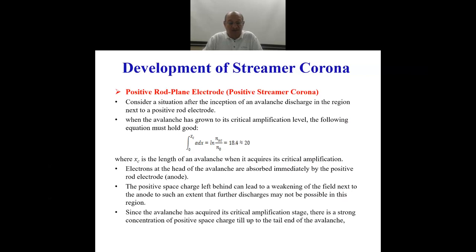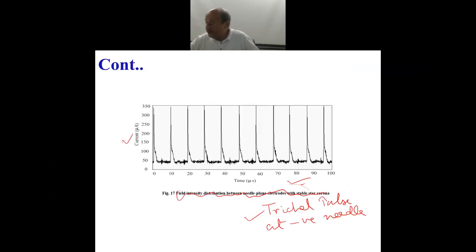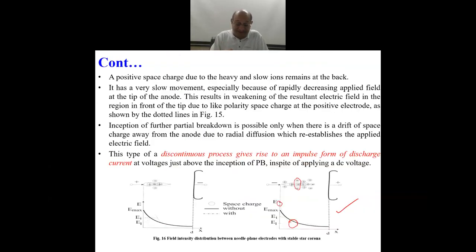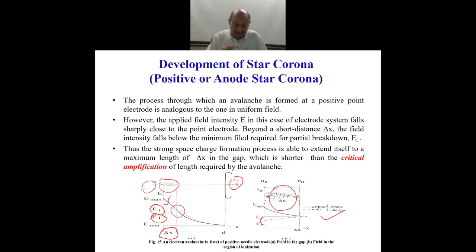Now, the second type of corona, as I mentioned, is streamer corona. Mind it, when we talked about the star corona, the depth in which the star corona takes place, the depth delta x, is further down. Yeah, delta x, as we can see here, is the expanded form of delta x.